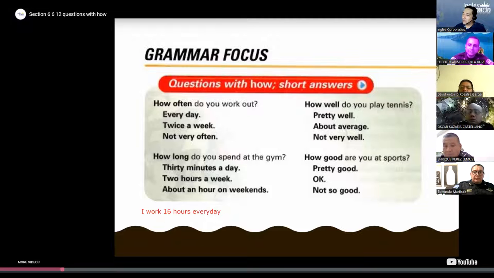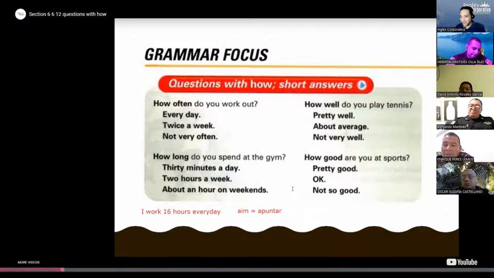How well do you aim? Let's see, to El Mundo. How well do you aim? El Mundo, how well do you aim? Aim, yeah. Can you say shoot? Oh, good, yes. How well do you shoot?